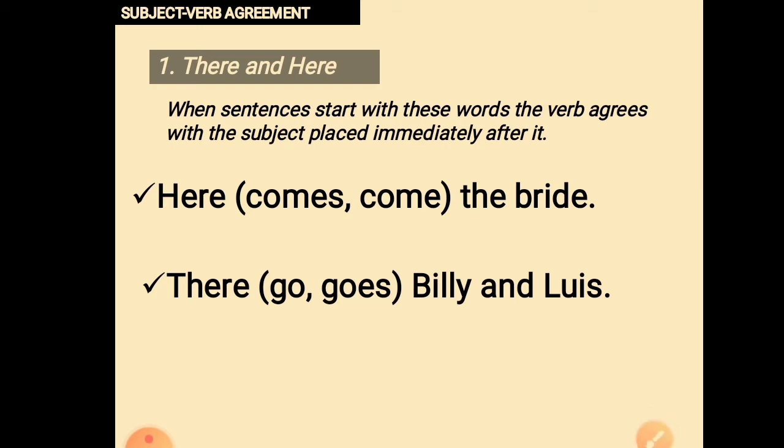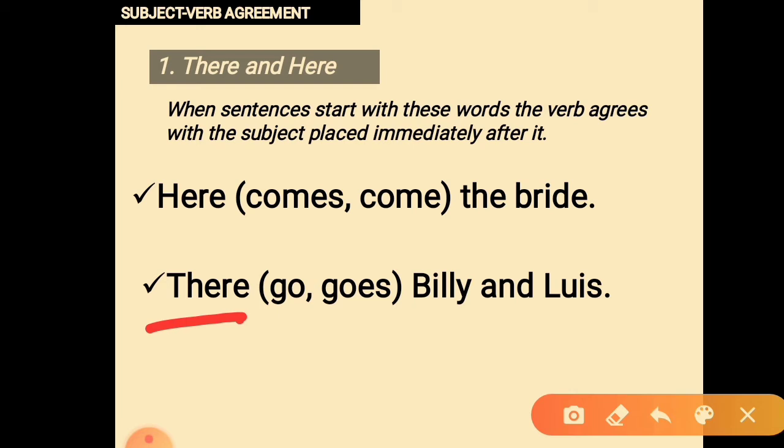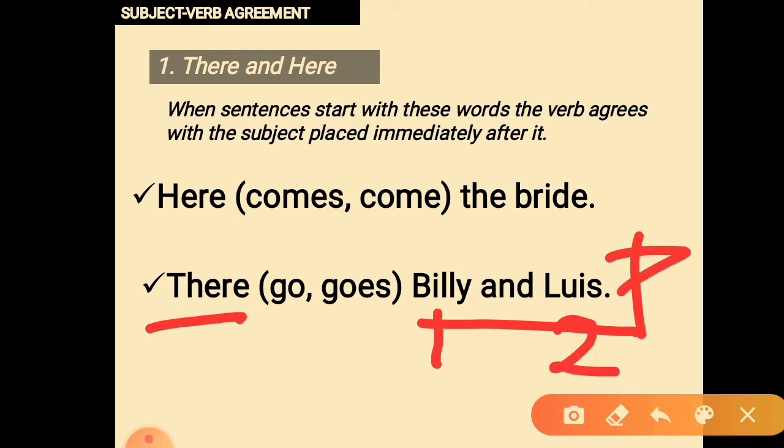Same thing. You see the word there. That is placed at the beginning of the sentence. So the verb will agree with the subject that is placed immediately after it, after the verb. So that is Billy and Louise. And the Billy and Louise is what? Singular or plural? They are plural because we have one and two. More than one siya, kaya nagiging plural siya. Dalawang tao ang pinag-uusapan who are Billy and Louise.